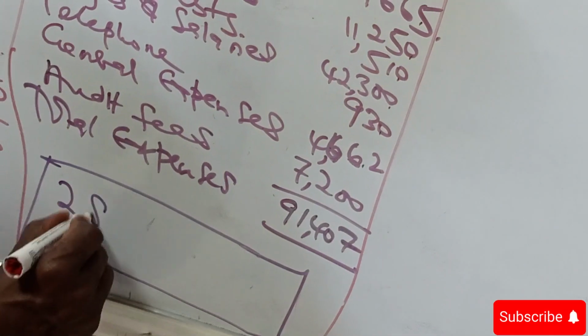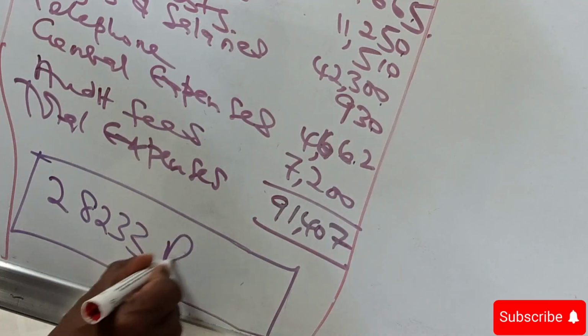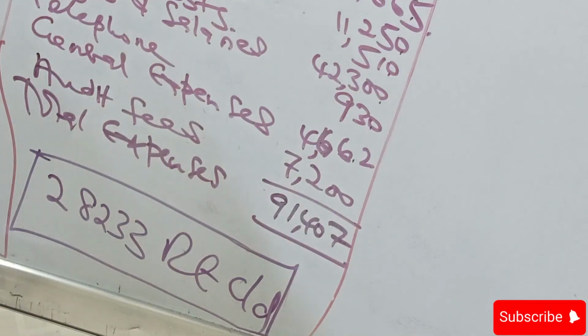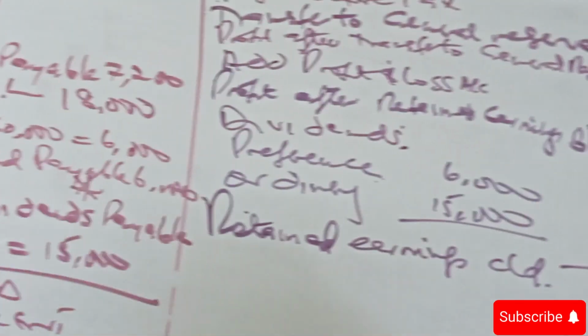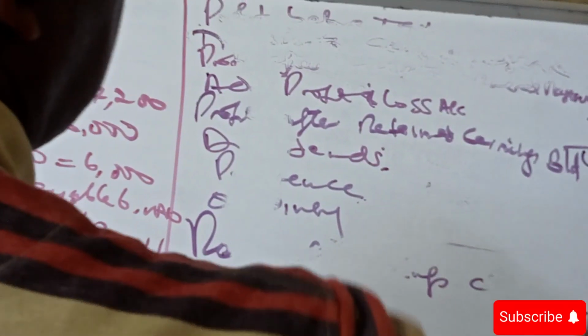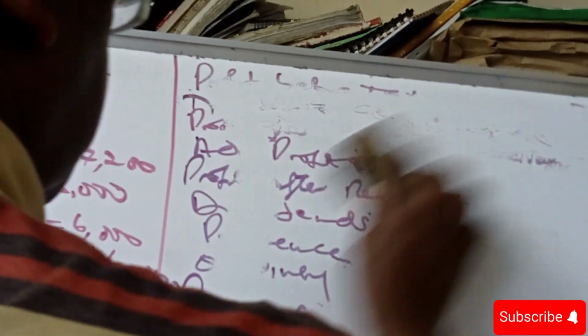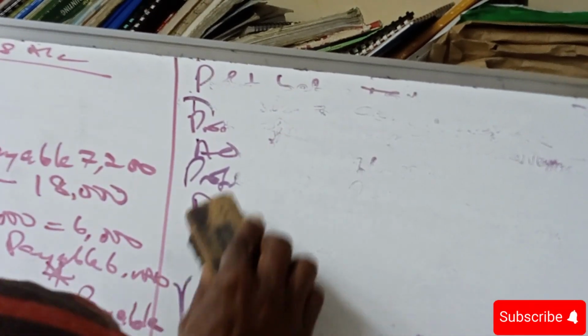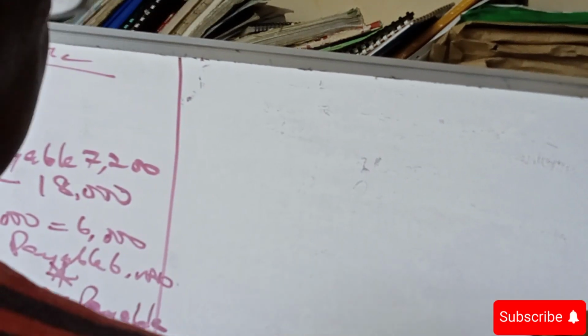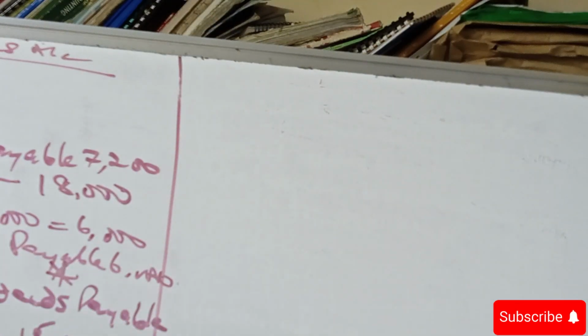28,233 as our retained earnings carried down, so that we can erase and do the balance sheet on the far end. We can erase here and we do the balance sheet here. You can do the balance sheet here for Meza Limited.